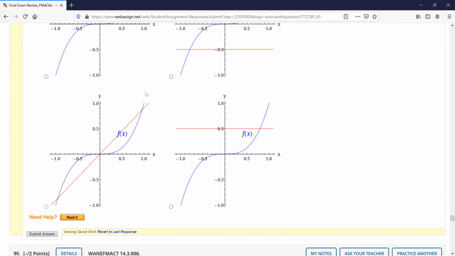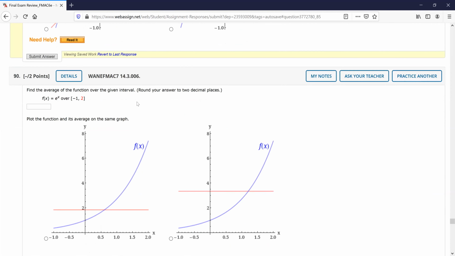Yeah. So let's go to the next one here. See how it just says to round your answer to decimal places. That's a given that you're going to do it in your calculator. So you're going to integrate e to the x from -1 to 2 on your calculator, and then you're going to multiply by 1 over b minus a, which ends up being 1/3. Oh, okay. Yeah.